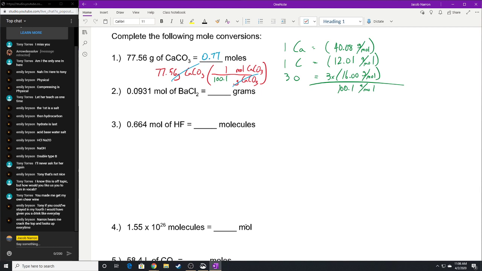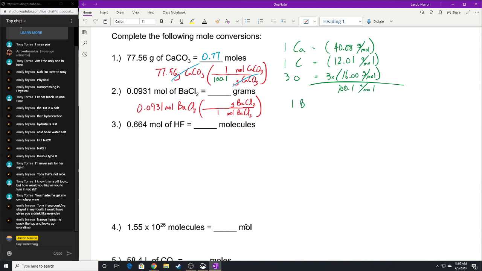Number 2, you start with moles this time, so they flipped it on us. 0.0931 mole of barium chloride, and we want to find out how many grams that is. So I'm going to set up another conversion factor, but this time I want moles on the bottom and grams on the top, because I want to cancel the moles. I don't want to cancel grams. So, sorry, this is 1 mole. Duh. But we're going to do the same thing.